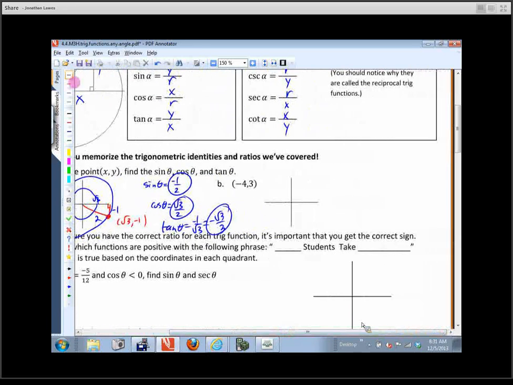Okay, let's do this one right here. The point is negative 4, 3. So we're going to go back 4, and we're going to go up 3 to get to this point.